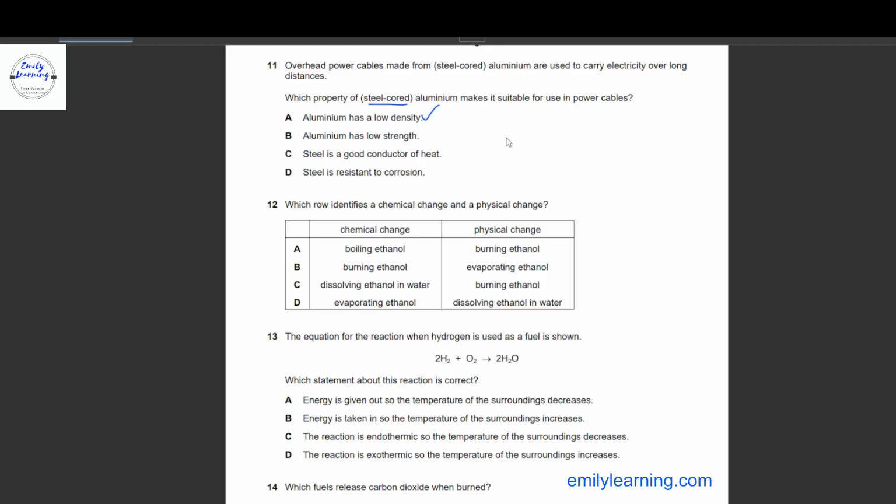If you want to use overhead power cables, these are those that hang on top, you do need them to be light. If not, you will need a lot of support for it. Therefore, the reason why we use steel cord aluminium is because aluminium has a low density. So the answer is A.